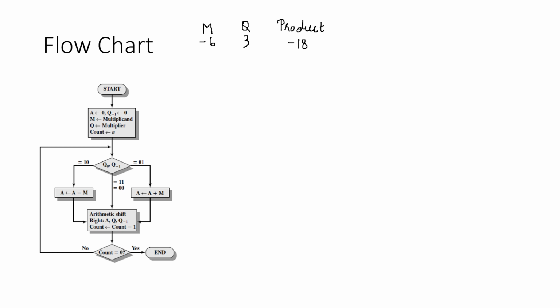So now we start the algorithm. As you can see here, we need an accumulator A which is initialized to 0. We need a register bit Q minus 1 which is initialized to 0. Generally, this accumulator A will be n bits, where n represents the number of bits required to represent these two numbers in binary form.